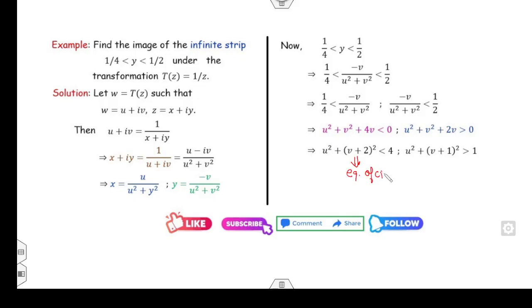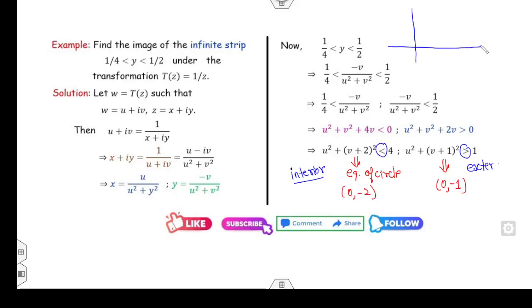Fine. What is the center? 0 comma minus 2. This is the equation of a circle with the center 0 comma minus 2, and the other has center 0 comma minus 1. Moreover, this value is less than, so this portion is the interior of the circle, and this portion is greater than, so this part is the exterior of the circle. So can you draw the graph?